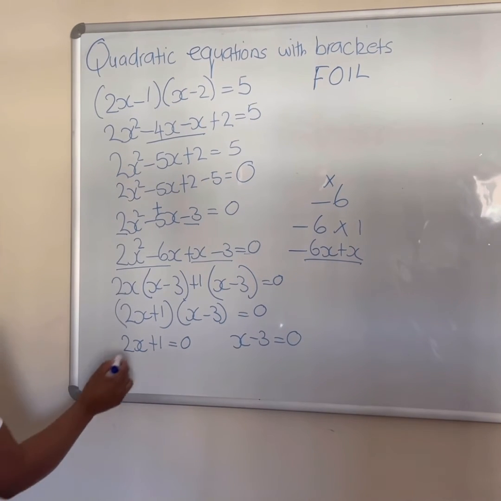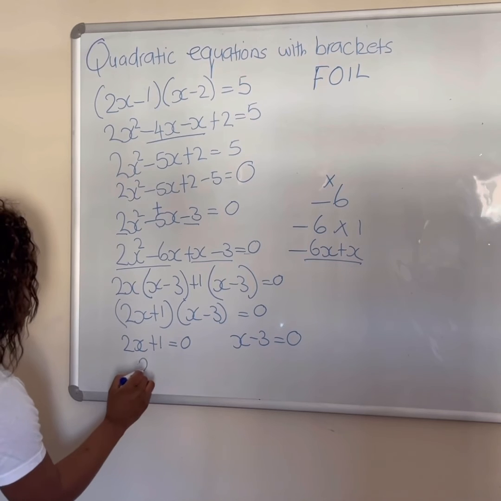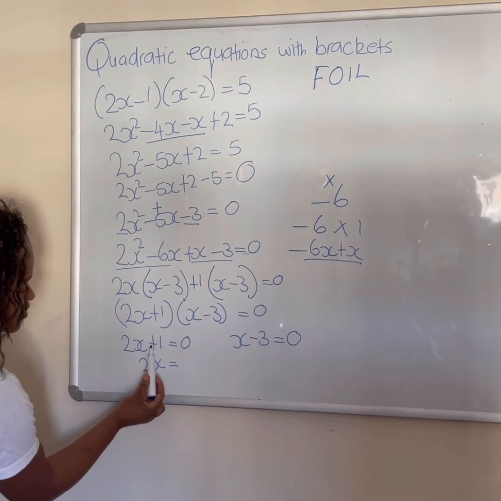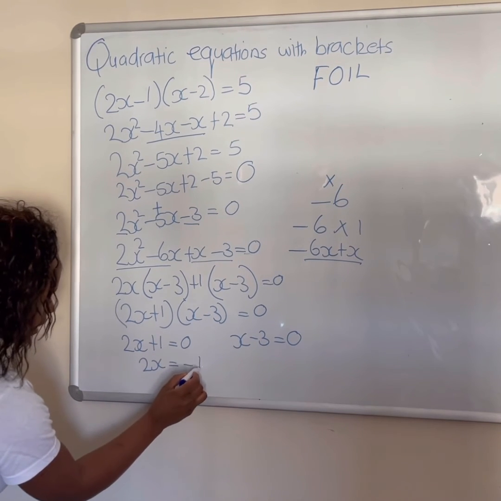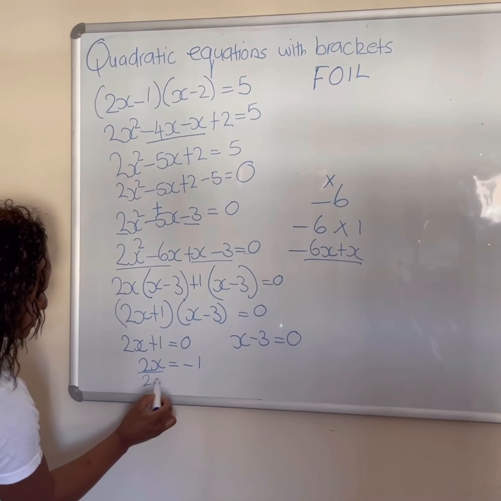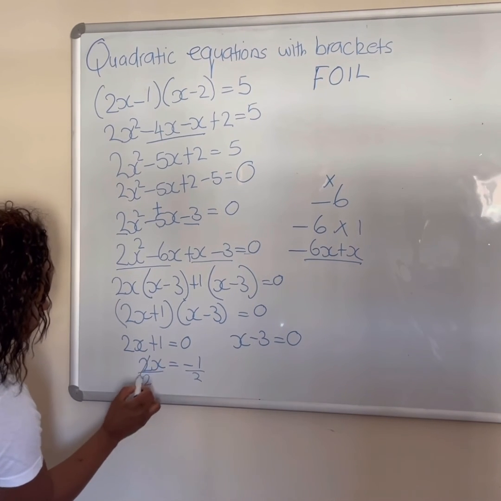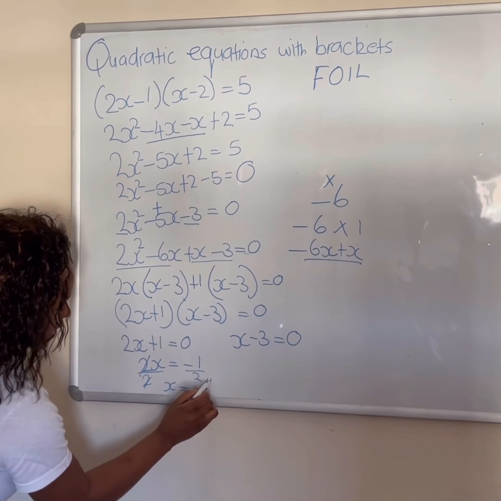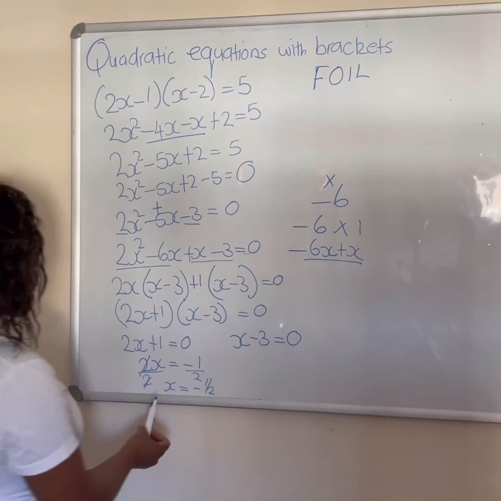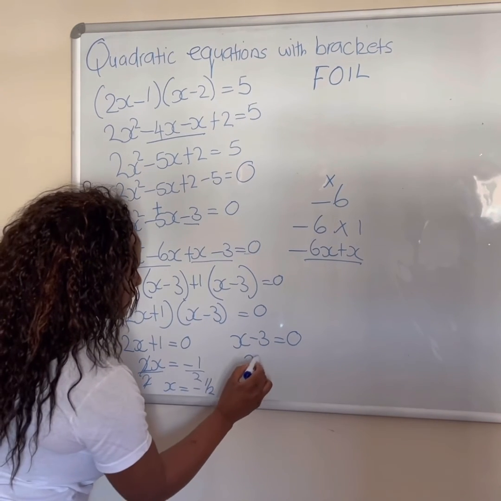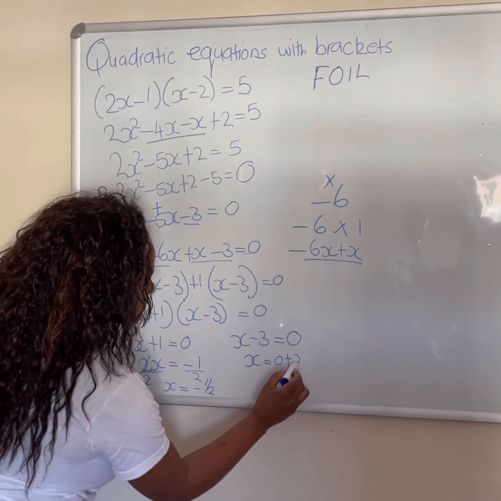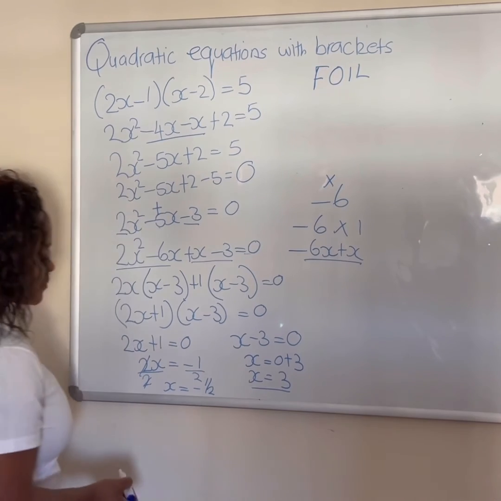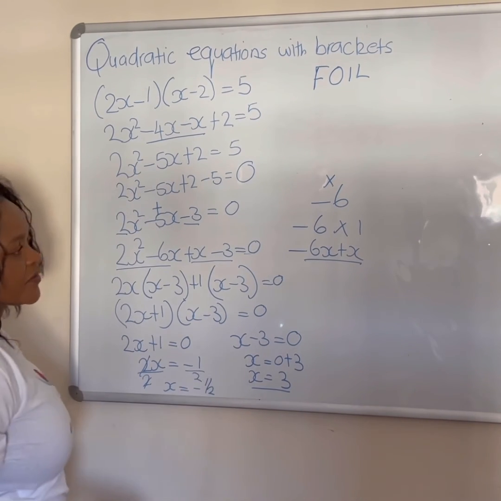Okay, so now I can solve this. 2x equals, because I'm collecting the like terms, so the 1 goes there, that will be minus 1. Now I will divide both sides by 2, so my x would be minus 1/2. So my x will be minus 1/2. Then I'll go this side, x, collecting the like terms, equals 0 plus 3. Then my x would be 3. So my answers would be minus 1/2 and 3.